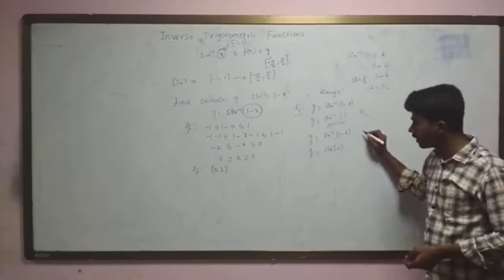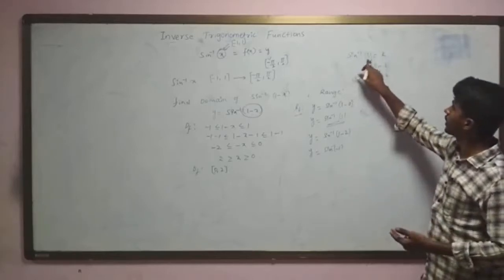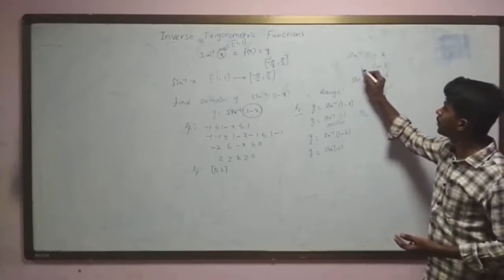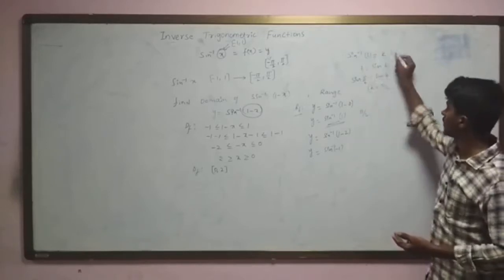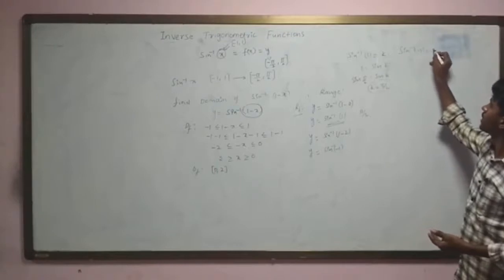So this maximum value is pi by 2. Now y is equal to sine inverse of minus 1. The same we apply: sine inverse of minus 1 is equal to k, so minus 1 is equal to sine k.